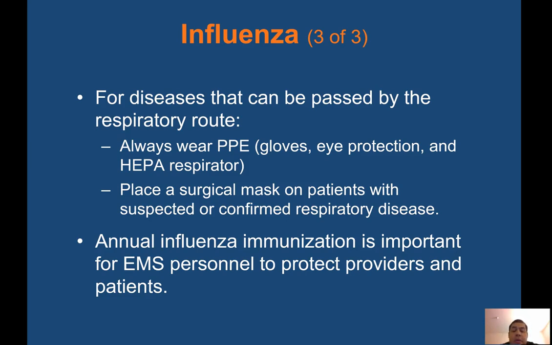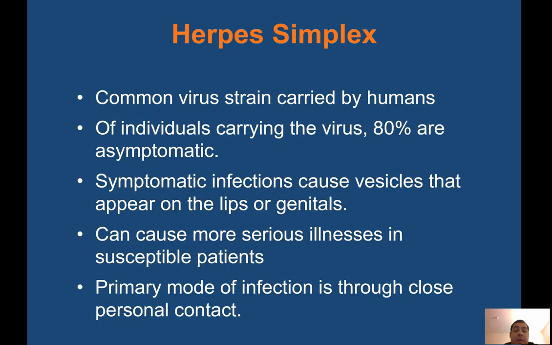Annual influenza immunization is important for EMS personnel to protect providers and patients. So every year, once it starts to become flu season, we're required to get a flu shot. If we don't get a flu shot, we have to wear a mask for about 4 or 5 months. Anytime we're on scene with the patient or anytime we're in a hospital, we have to wear a mask.